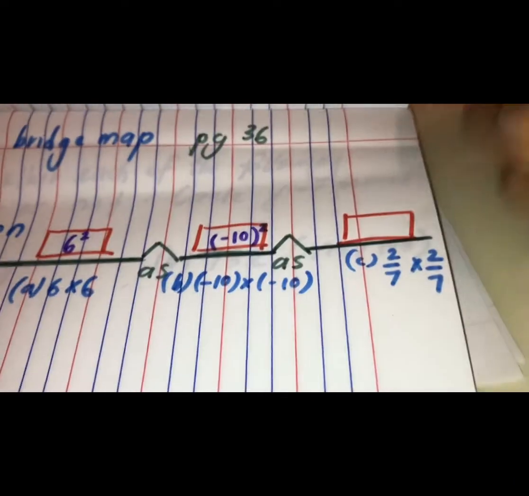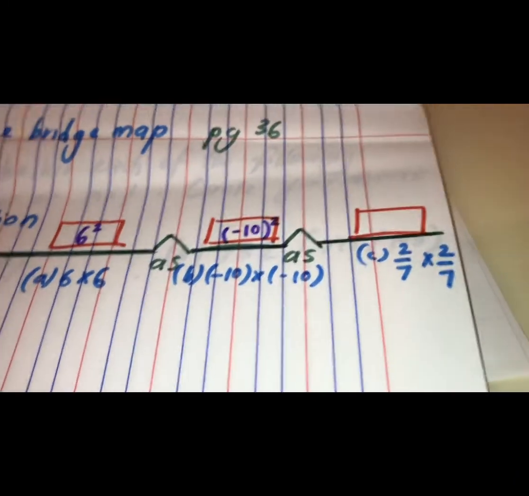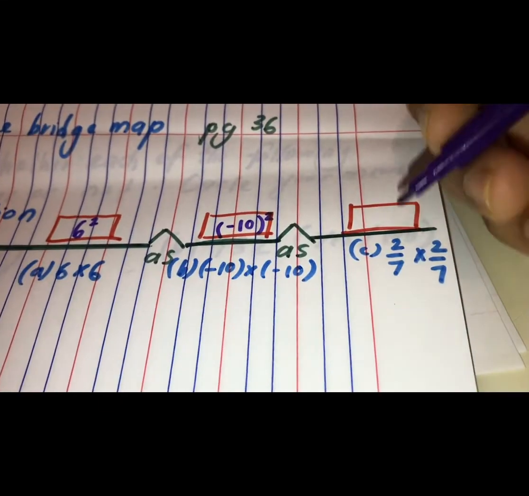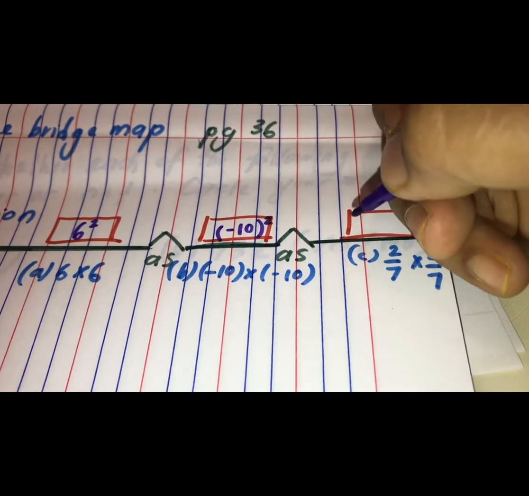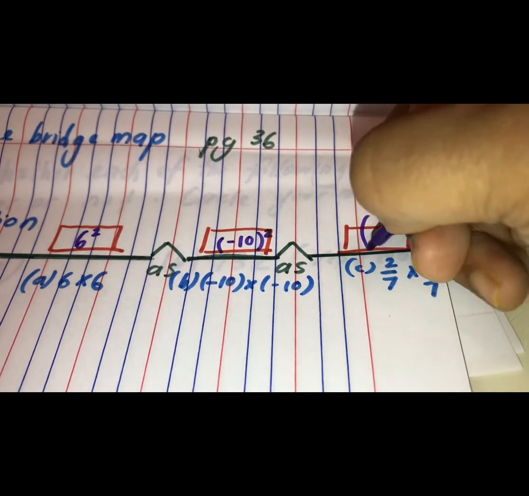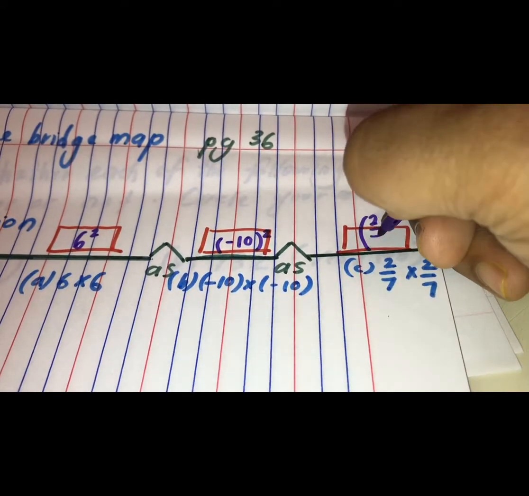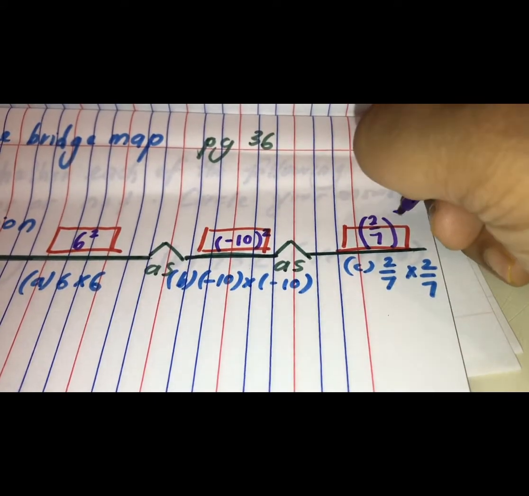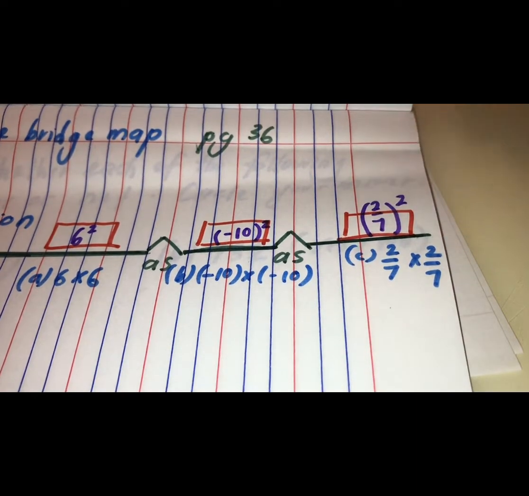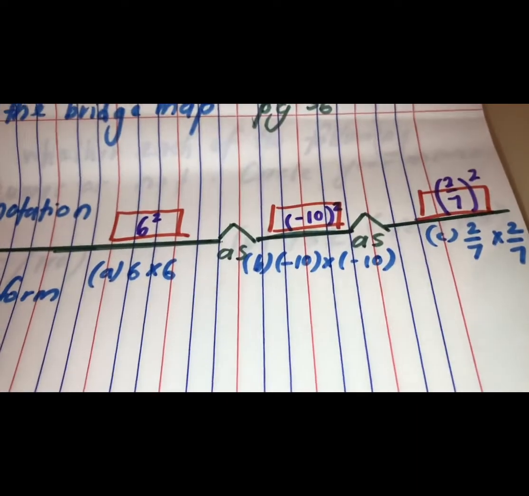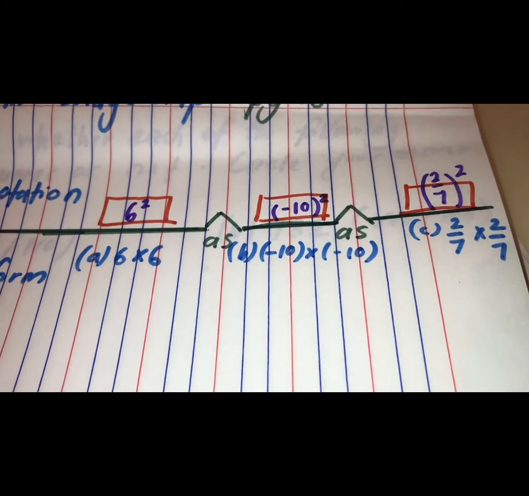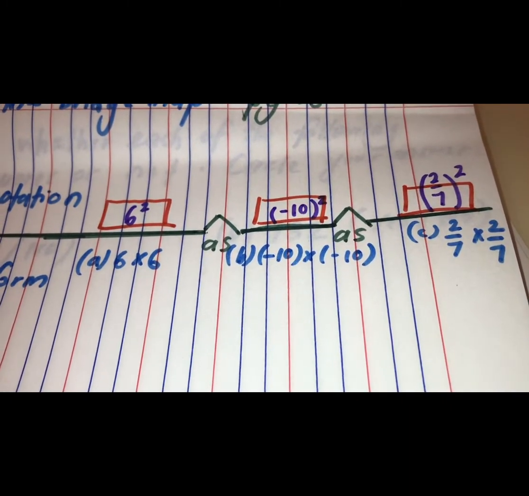And then if expanded form, 2/7 times 2/7. If square notation, for a fraction, you open bracket, 2/7, close bracket, and square. This one we call square notation. This is the answer for the bridge map, page 36.